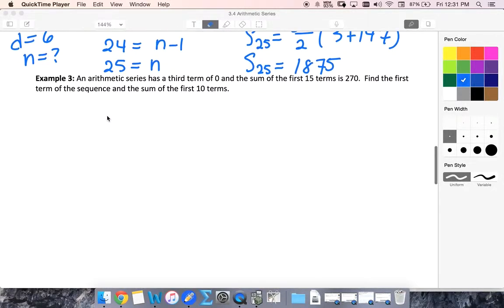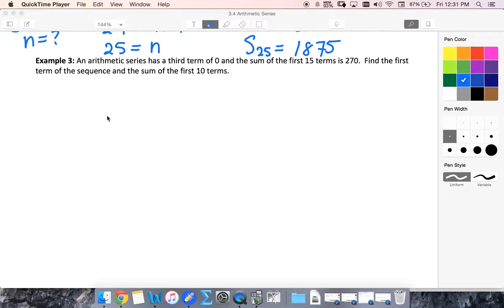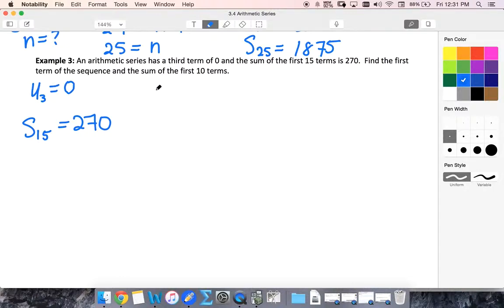All right, an arithmetic series has a third term of 0, and the sum of the first 15 terms is 270. This is a tricky one. So the third term is 0, and the sum of the first 15 is 270. That makes me think it started negative and it's going up, probably by a pretty big amount to add up all the way to 270. Find the first term of the sequence and the sum of the first 10.